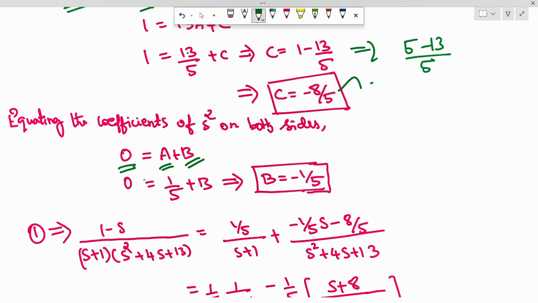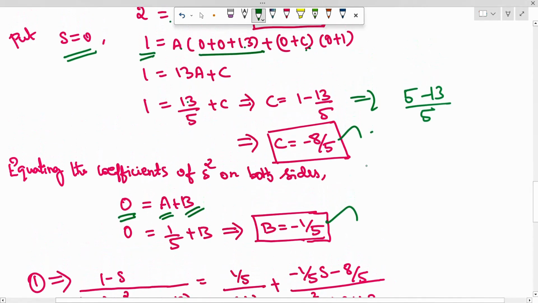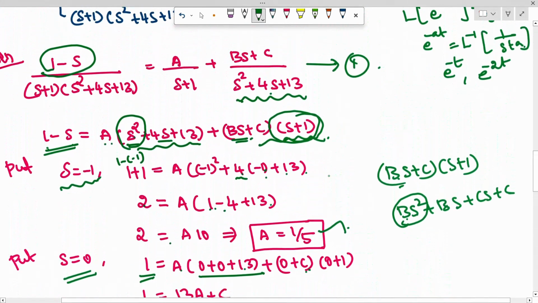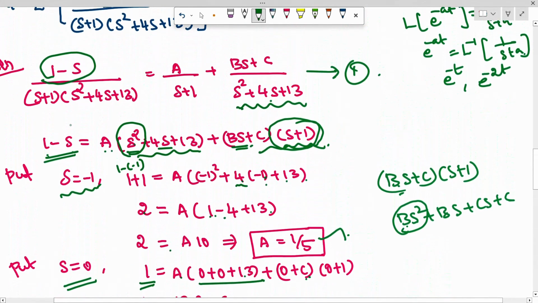Now we can write 0 equal to 1 by 5. What is this 1 by 5? Already we calculated the value of A. A is 1 by 5. 1 by 5 plus B. From this we can write B equal to minus 1 by 5. Now we are getting these three constants, A, B and C values. Now substitute these three values in equation 1, in this equation. Okay.